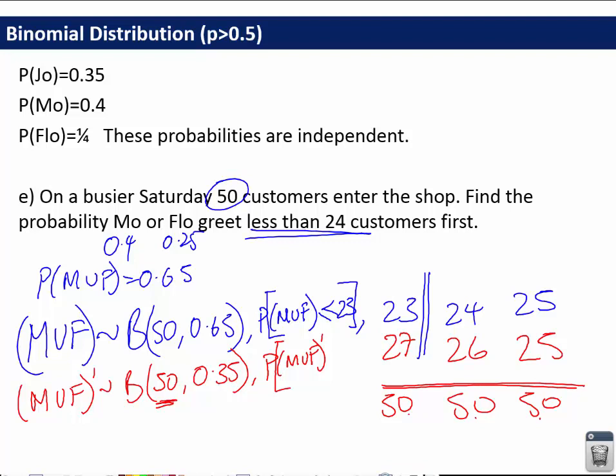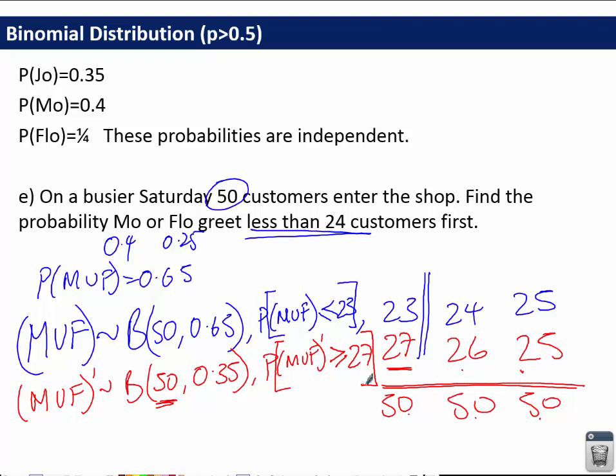Now, for our first trials, where Mo or Flo occurs, we're looking at less than or equal to 23. Now we're looking at 27, but it's not going to be less than or equal to 27. It's actually going to be greater than or equal to 27, because our numbers here are 25, 26, 27, so they're going up. That's exactly what I was thinking, Mr. Rashid.